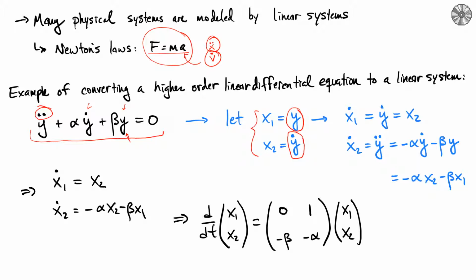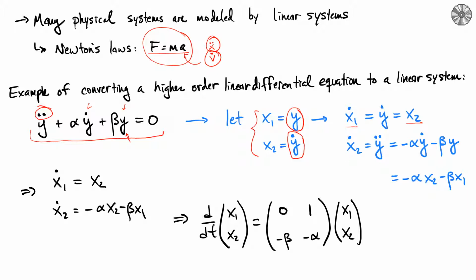So if we express x1 as y and x2 as y dot, then x1 dot is simply just, if we look back here, it's just y dot. And y dot in our new variables is just x2. So it just kind of feels like we're just rewriting things, but what we've done is we defined x1 dot in terms of x1 and x2. And so in this case, x1 dot is just x2.